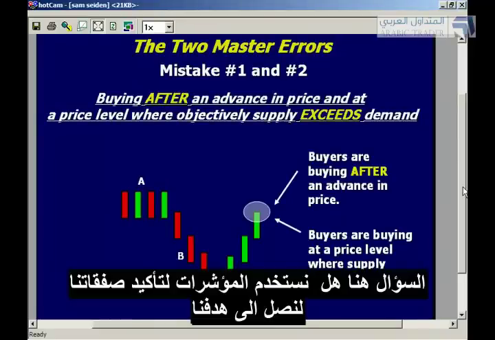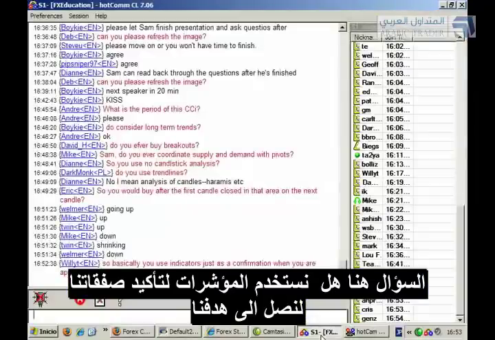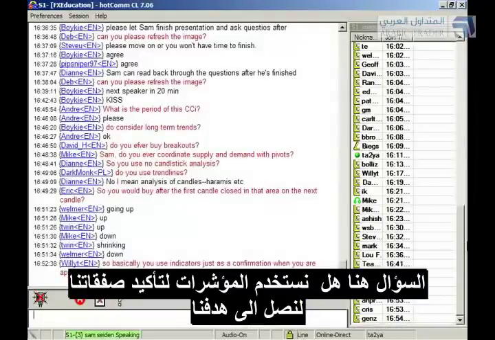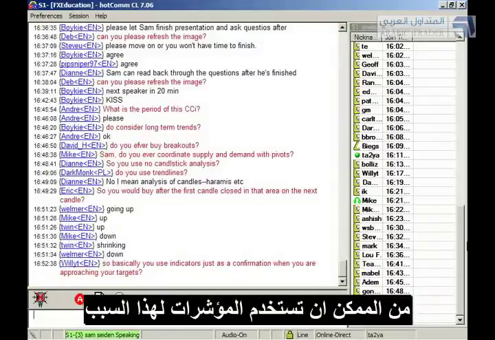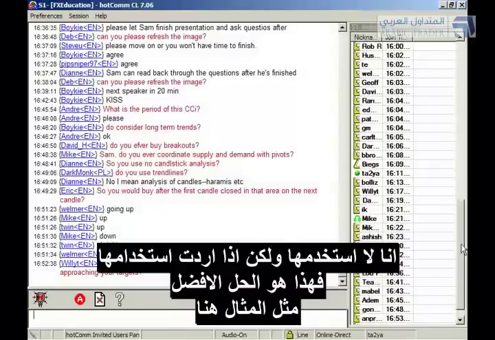Question here, Willie. So basically, you use indicators just as a confirmation when you're approaching your targets? You could. That would be the way to use it. I don't use them, but if you're going to, that would be the way to do it. Like I'll show you an example here.